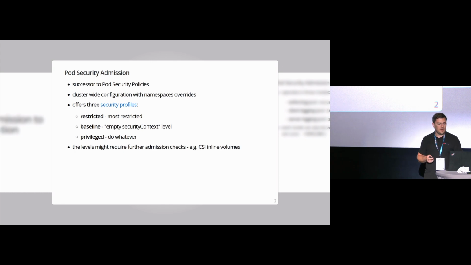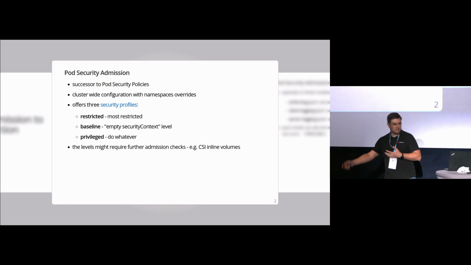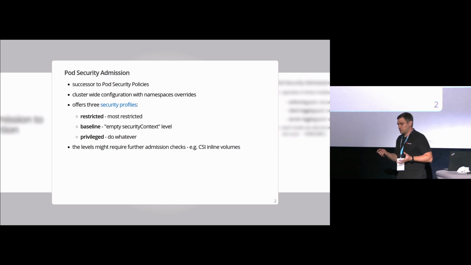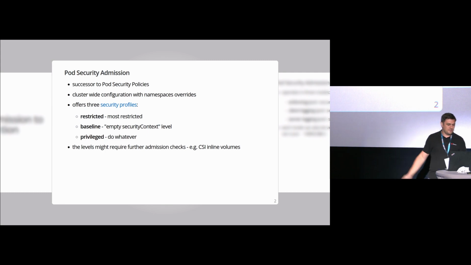You have 3 of them. There's the restricted profile, which is like best security practices, most current, the thing that you wish for. Then you have the baseline profile, which I like to think of as an empty security context profile level, which basically when you create a pod and you don't really specify much, it should run and it should be somewhat durable against all the known privilege escalations. And then you have the privileged profile, which just lets you do whatever you want.